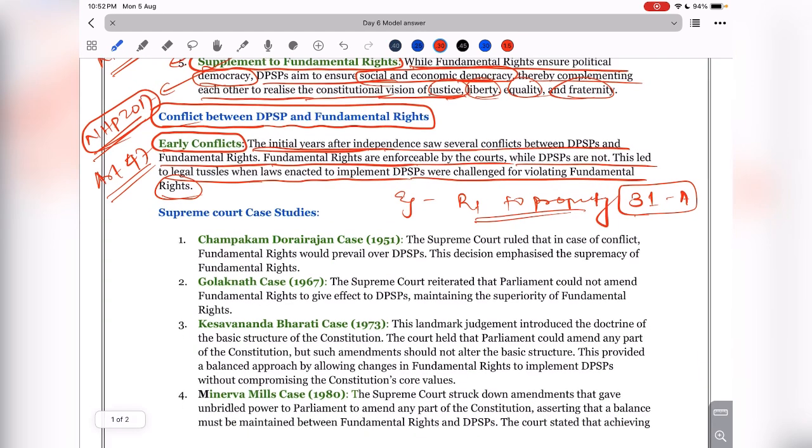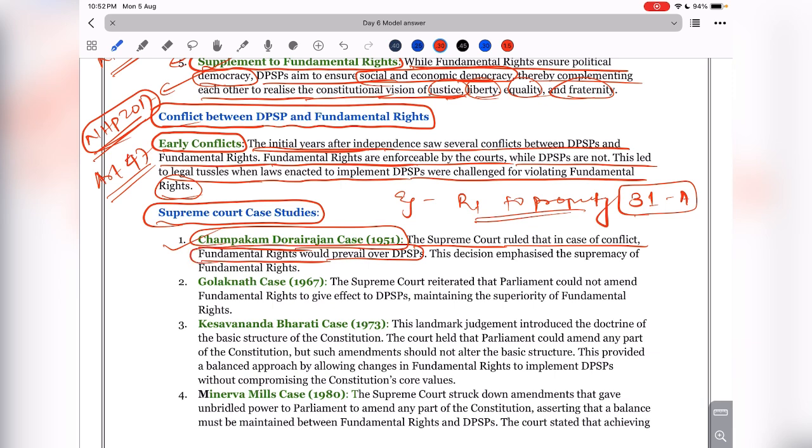Let's discuss. First is about the Champakam Dorai Rajan case in 1951. The Supreme Court ruled that in case of conflict, the fundamental right would prevail over the DPSP. That means when there is a conflict between the fundamental right and on the other hand DPSP, it is the fundamental right which prevails. मतलब fundamental right को ज़्यादा priority दिया जाएगा as compared to DPSP. This decision emphasized the supremacy of fundamental right.